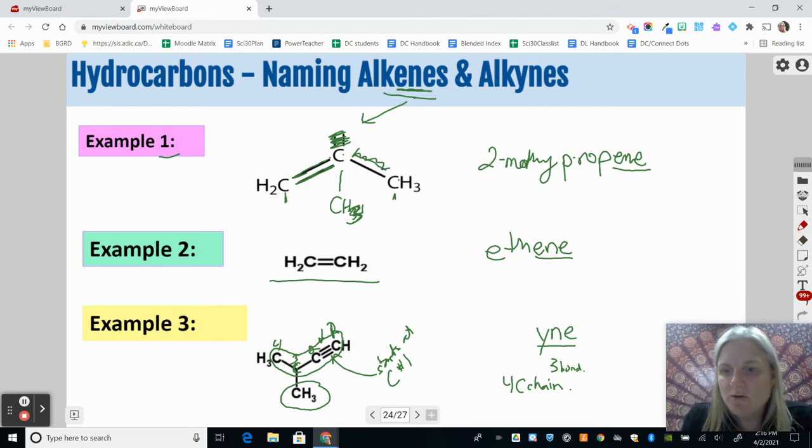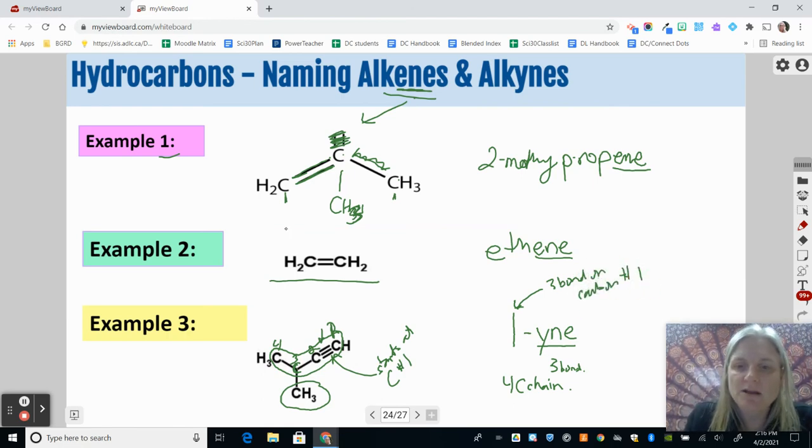So that I can show everybody where my triple bond is, I'm going to say my triple bond is on carbon 1, 1-yne. This 1 tells everybody that this is where the triple bond is, on carbon number 1. All right, and then we can put our but back in here for the 4 carbon chain.